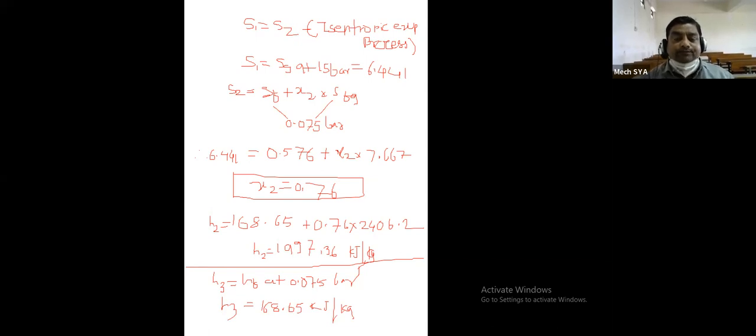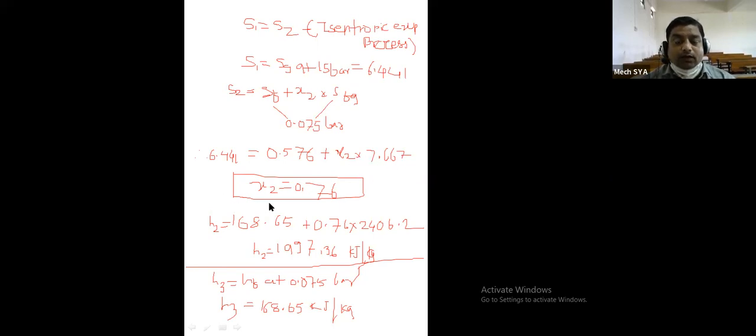Because the corresponding pressure at point number 2 is 0.075 bar, S2 is equal to SF plus X2 into SFG. Therefore, SF and SFG we have to record at 0.075 bar. In this case, SF at 0.075 bar is 0.576 plus X2 into 7.662.